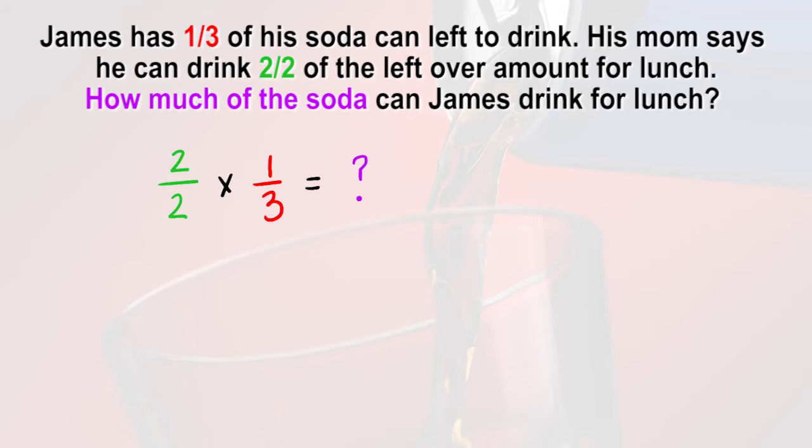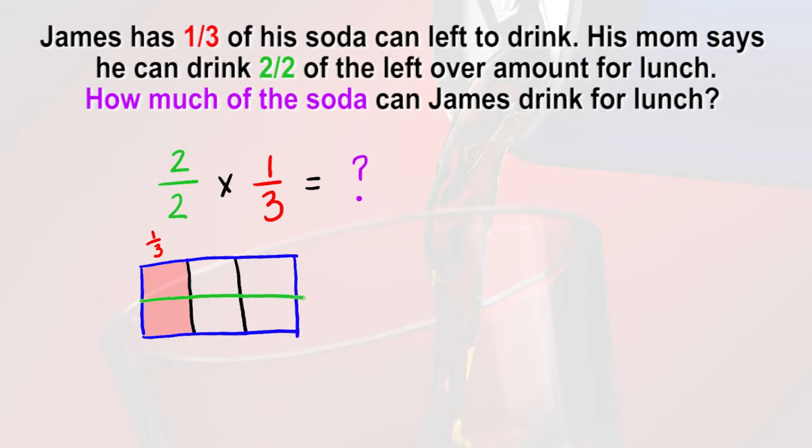The factor to model first would be the 1/3 of a soda can he had to start with. Draw a rectangle and divide it into thirds. Shade in one of the thirds red to represent the starting amount. The next factor represented in the model is 2/2. Subdivide the rectangle into halves horizontally. Shade in two of the new halves to show the 2/2 that James can drink for lunch. The overlapping section represents the amount of soda James can drink for lunch.